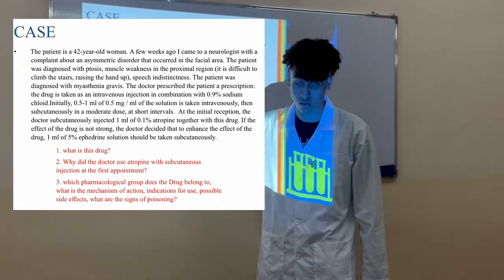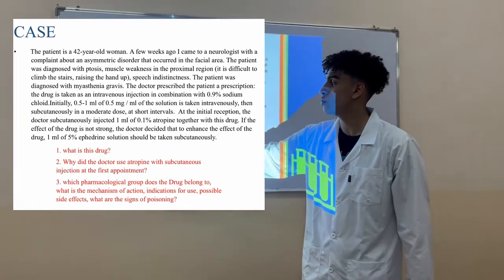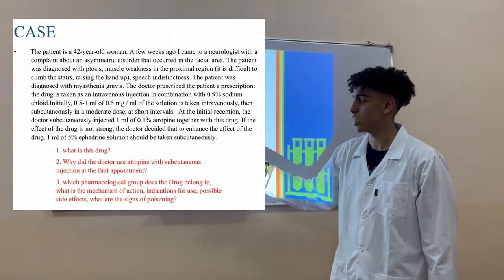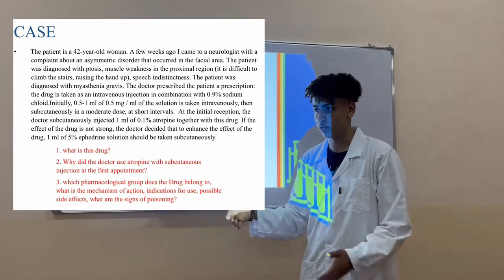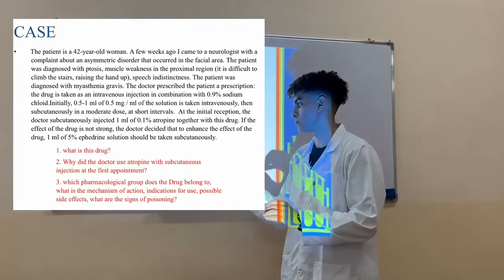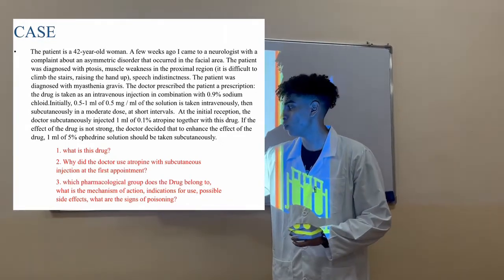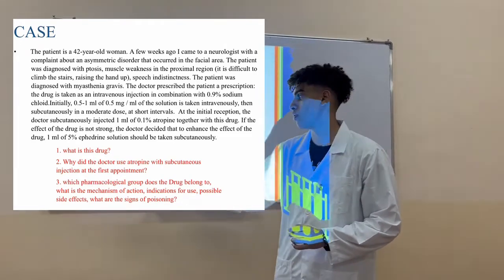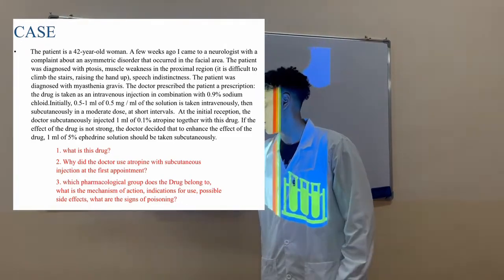First of all, what is the drug? And second question, why did the doctor use atropine with subcutaneous injection at the first appointment? Why not intravenous? Why not any other type of dose? Why especially subcutaneous? Third one, which pharmacological group does the drug belong to?